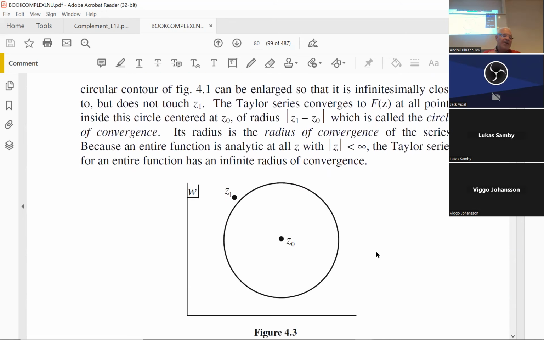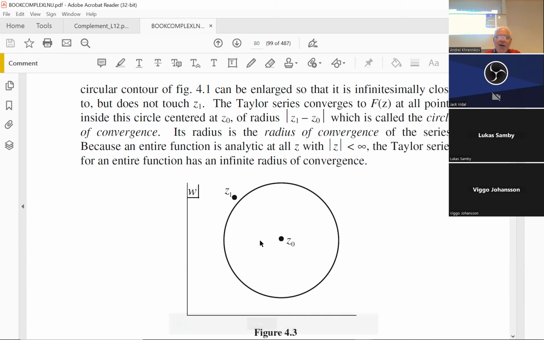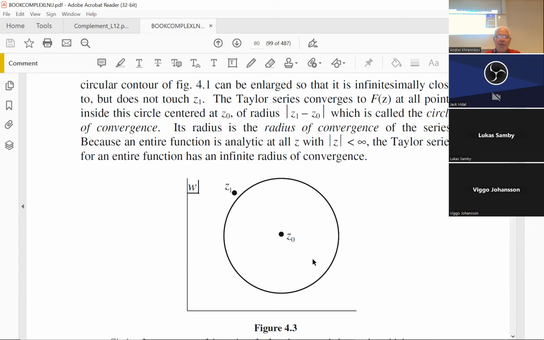Radius of convergence. Make this picture: this is the point z0, and here is the singularity. So we take the largest circle which has the singularity outside of it, and this formula works here.